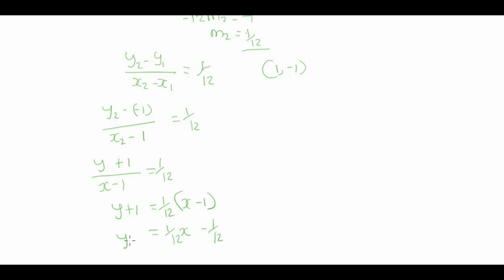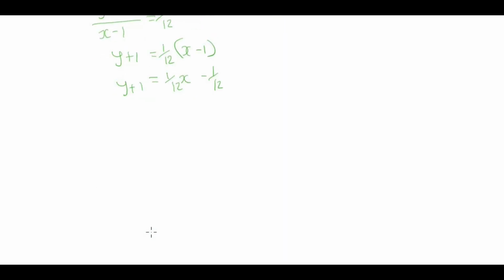So y plus 1. When you take 1 to the other side, it becomes y equals 1 over 12 x minus 1 over 12 minus 1. So it will be y equals 1 over 12 x minus 13 over 12. This is the equation of the line normal to the curve.